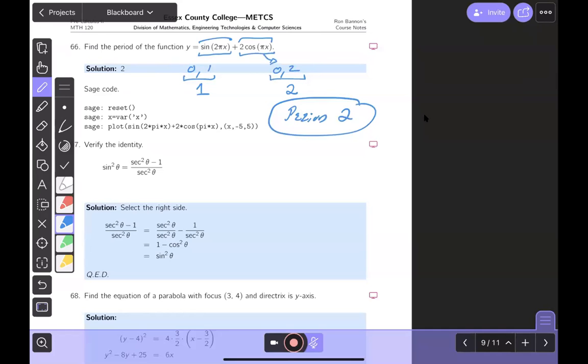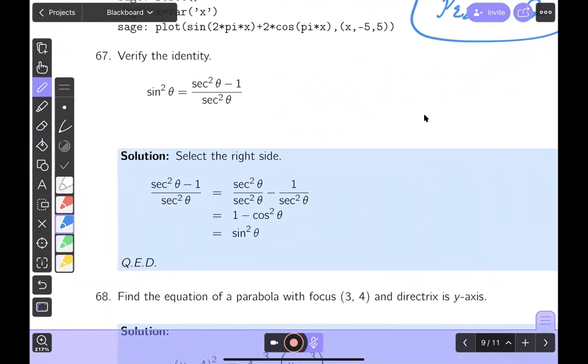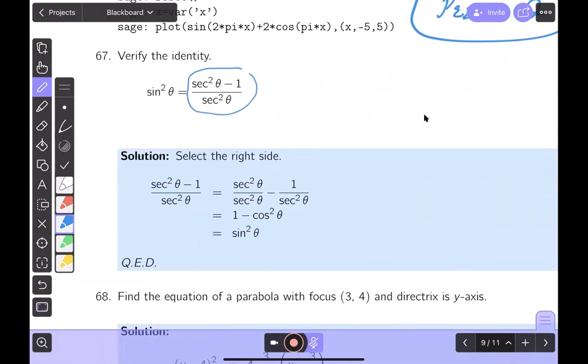And I'm going to go to number 67. Boy, this is old stuff, man. So our recommendation to you is pick a side. And the side I'm going to pick is this side over here. And then what I'm going to do is rewrite this side until it looks like the other side. Let's go through that. There are many ways to do it, but I'm thinking the simplest thing I could do is just rewrite this as secant squared theta over secant squared theta minus 1 over secant squared theta.